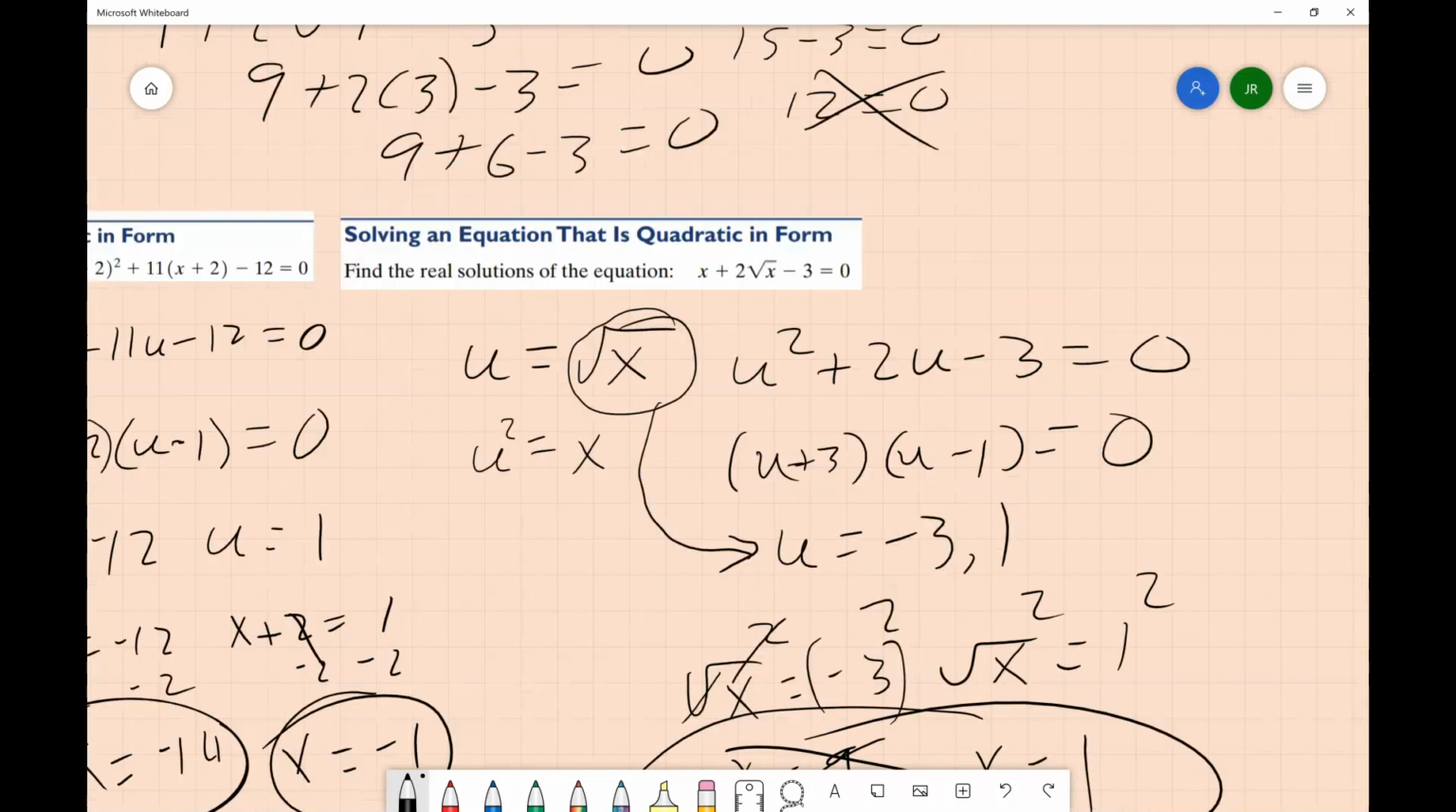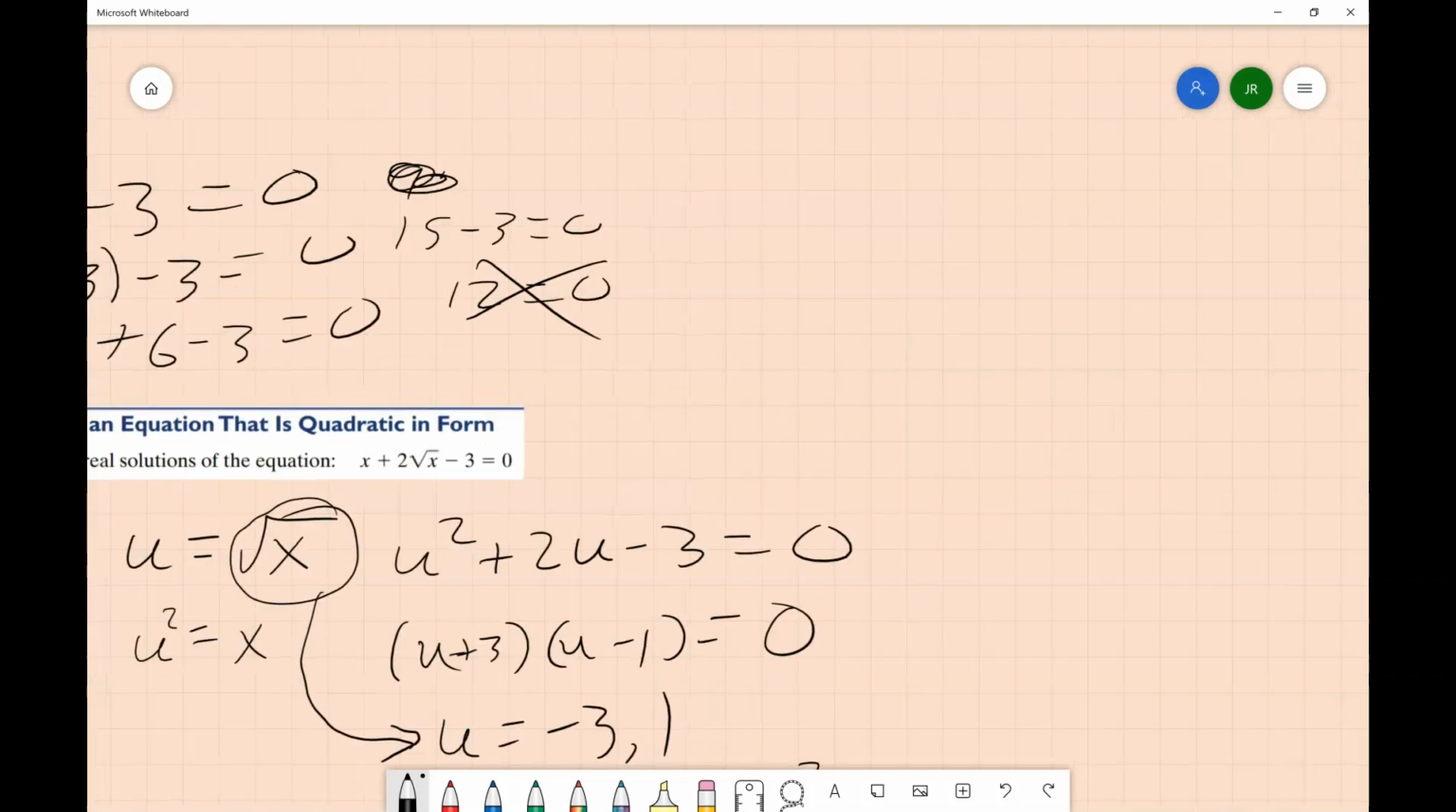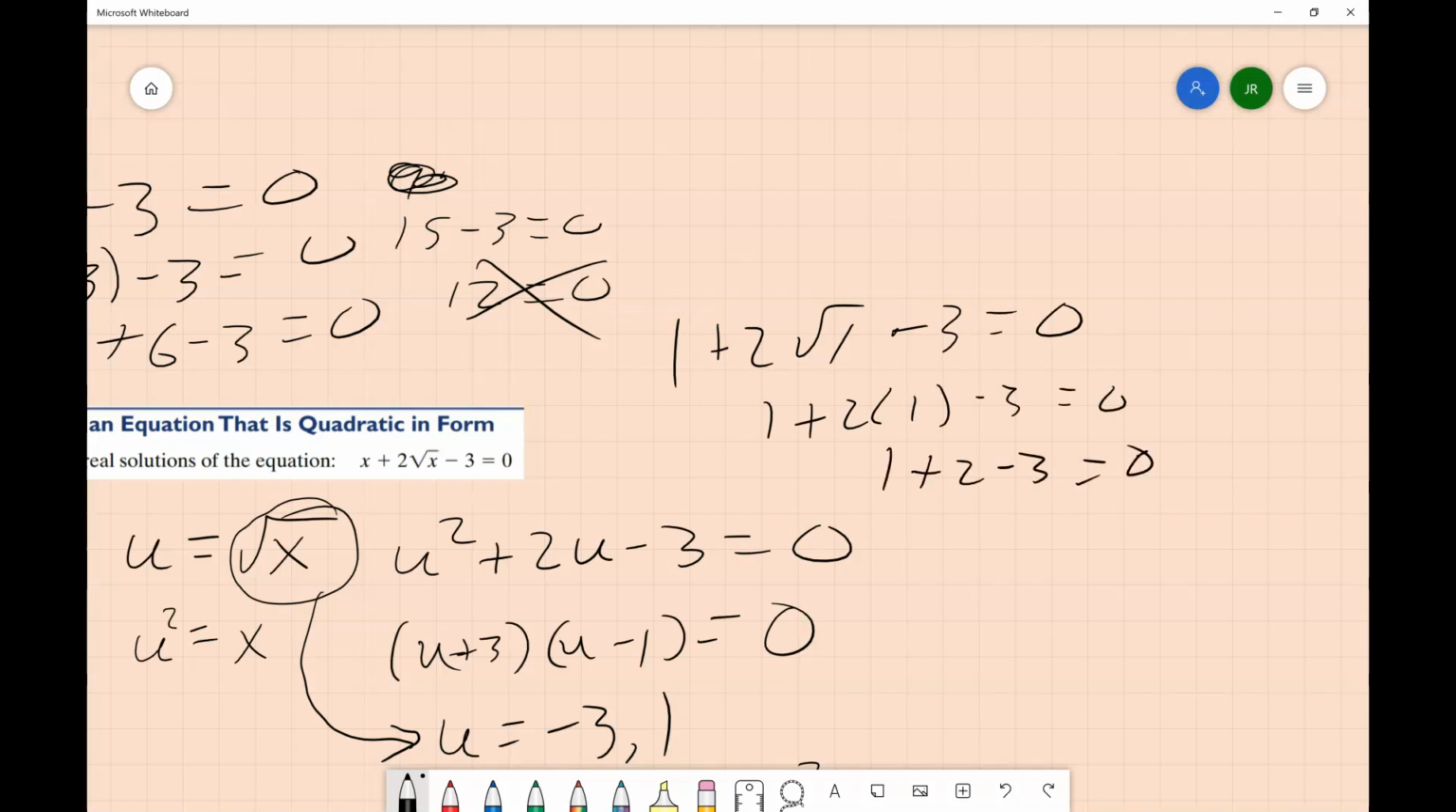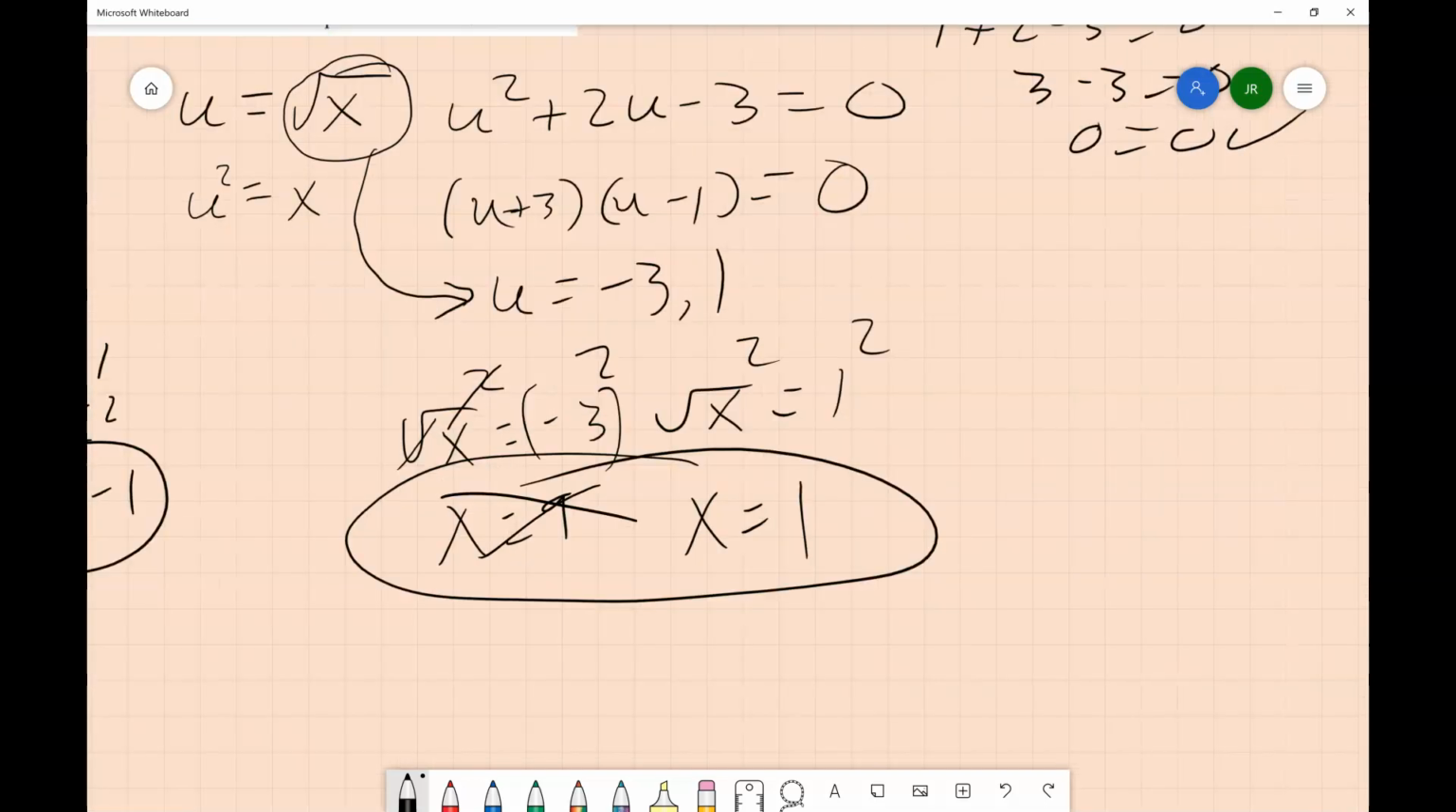Now let's try 1. 1 plus 2 times the square root of 1, minus 3 equals 0. 1 plus 2 times 1 minus 3 equals 0. 1 plus 2 minus 3 equals 0. 3 minus 3 equals 0. 0 equals 0. That works. So 1 is truly a good solution, and it's the only good solution here. All right, that was quadratic in form.